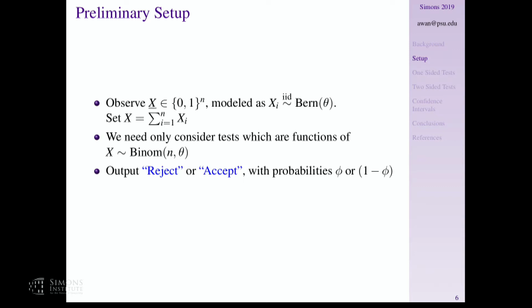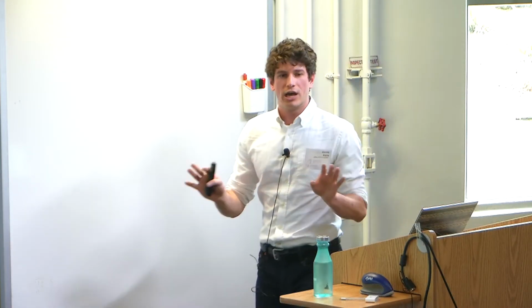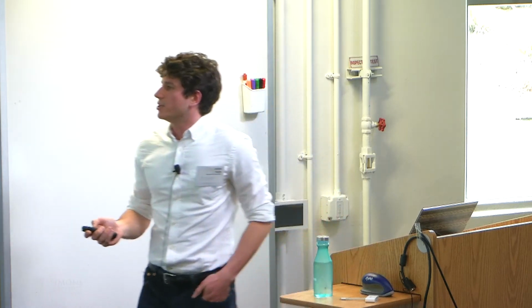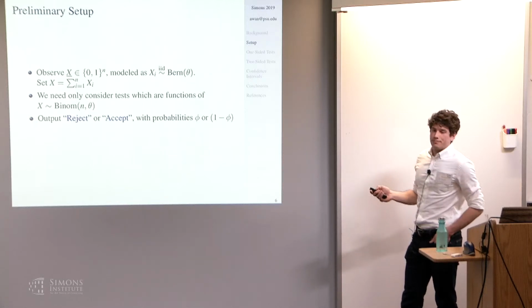The test that we're looking at, for the moment, we're just going to release the decision accept or reject. That's the only output of our mechanism. Later, we'll see if we can do more than that. And these two decisions, accept and reject, have probability phi and 1 minus phi.